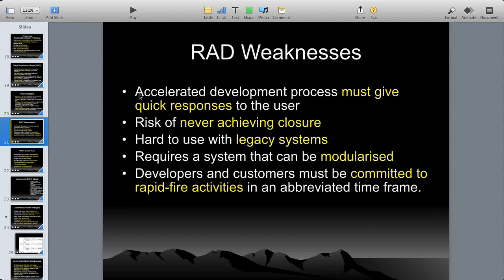RAD weaknesses. Weakness is something like sitting on a burning ball. Understand, right? Sitting on a burning ball. So sleepless nights, high pressure. That's what agile is always like. Risky task. Risky in the sense of speeding up the process. Accelerated development process must give quick responses to the user. Yeah, user in the sense client. Risk of never achieving closure. Hard to use with legacy systems. Requires a system that can be modularized. Developers and customers must be committed to rapid fire activities in an abbreviated time.